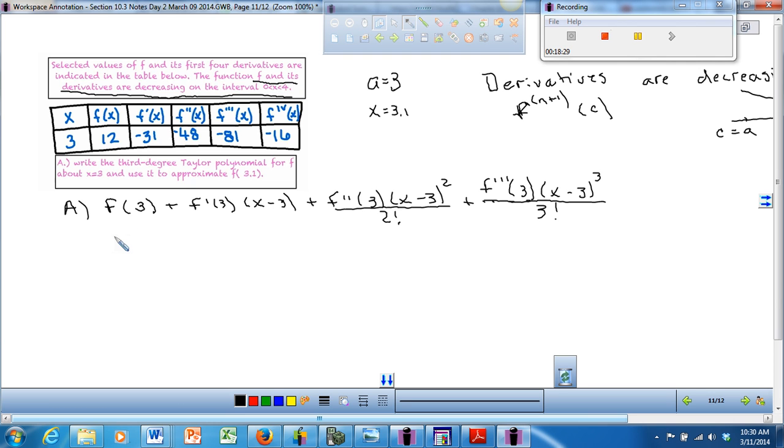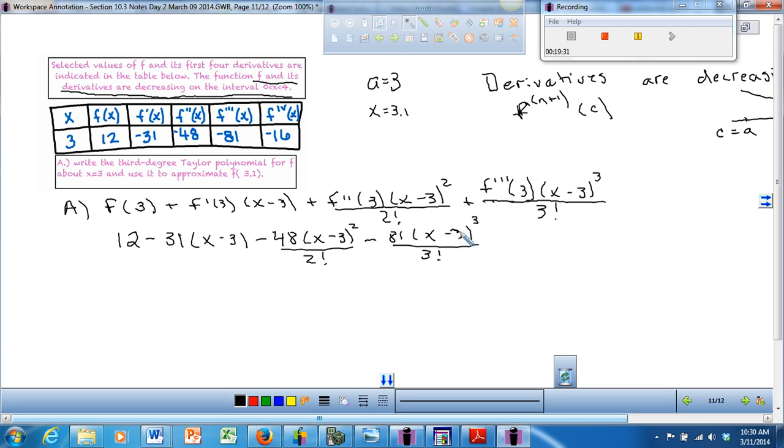What is f of 3? 12 plus f prime of 3, so I should say minus 31 times x minus 3, then minus 48 times x minus 3 squared over 2 factorial, plus, nope, minus what? 81 times x minus 3 to the third over 3 factorial.